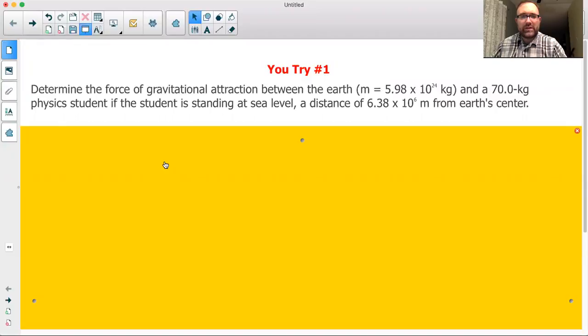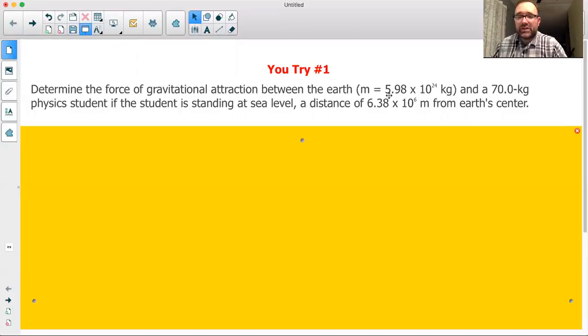if the student is standing at sea level, very essential at sea level, a distance of 6.38 times 10 to the 6 meters from Earth's center. The reason why I'm saying it's essential at sea level, because this distance right here is given to you on your formula sheet, as is the mass for Earth. It's on your formula sheet, even the constant you're going to be using. So the only new value is 70.0 kilograms. These other values need to be known because some problems you're going to have will not give these values.